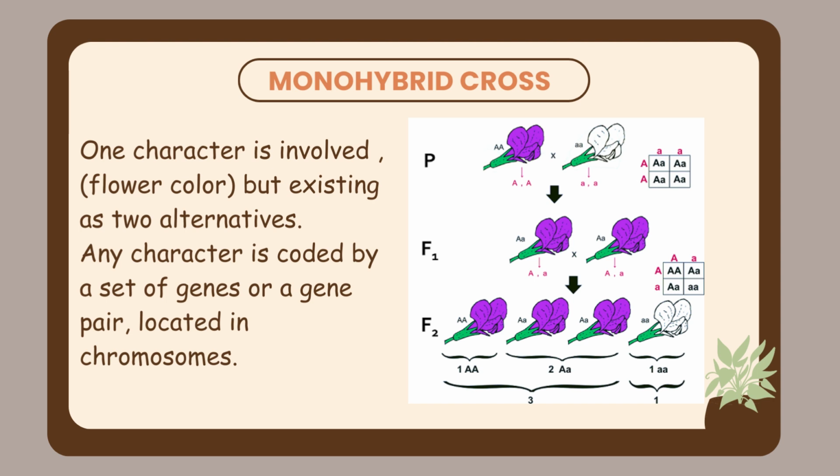So let's see first the genotype. The purple flower genotype is represented by the double capital letter A's, while the white flower genotype is the small letter a's. So in order to get the result of the first offspring generation, we're going to use the Punnett square.